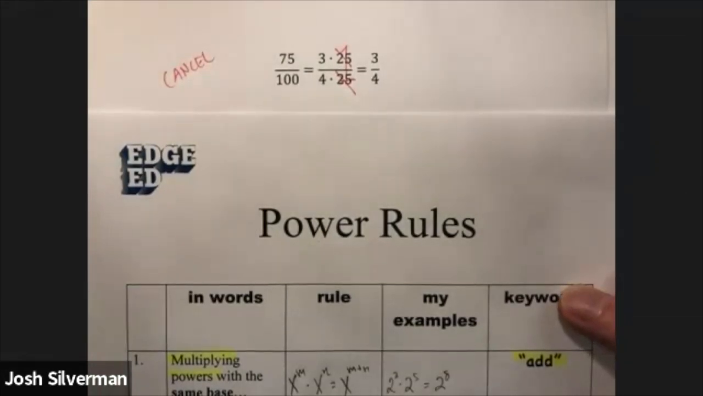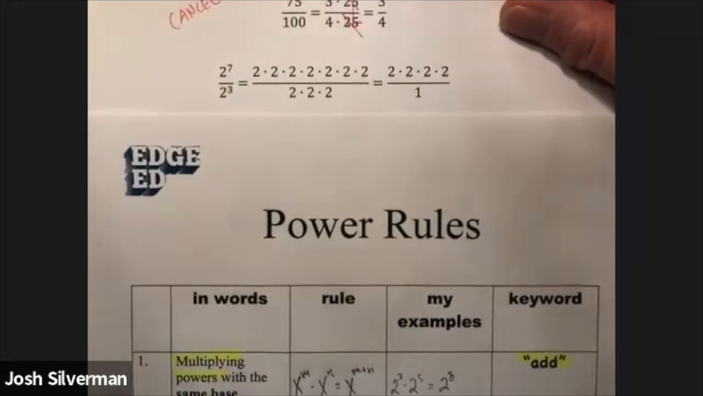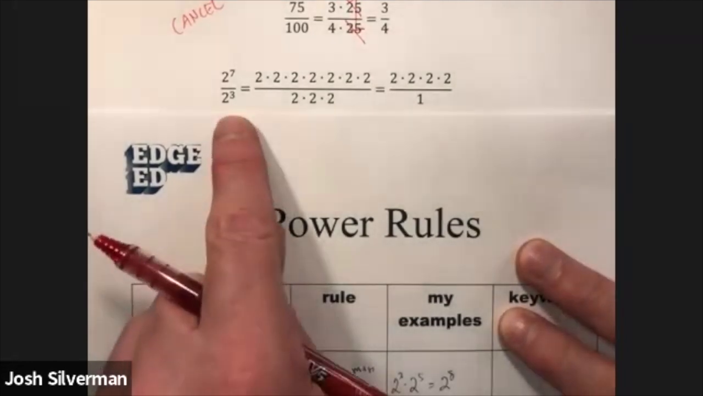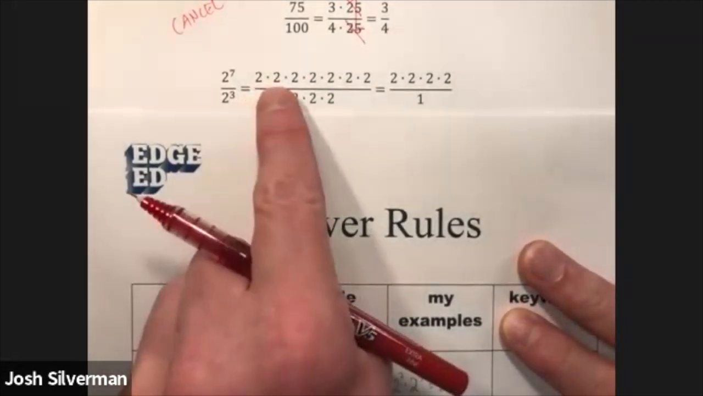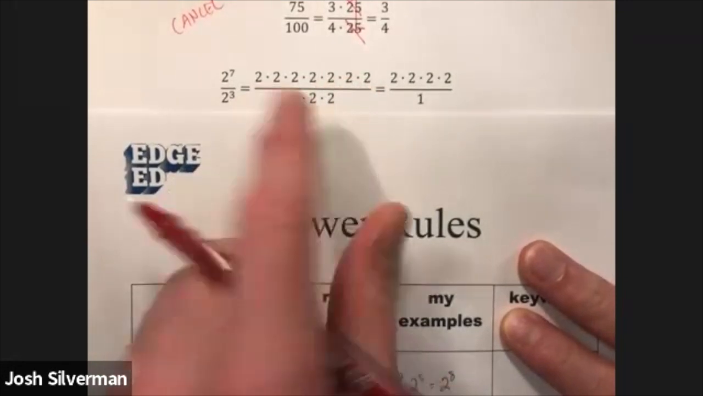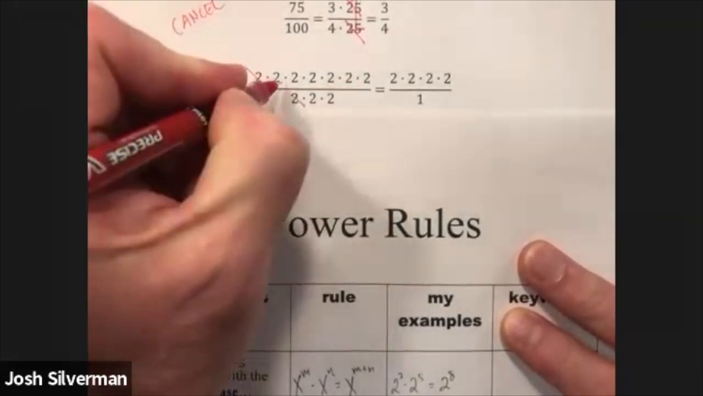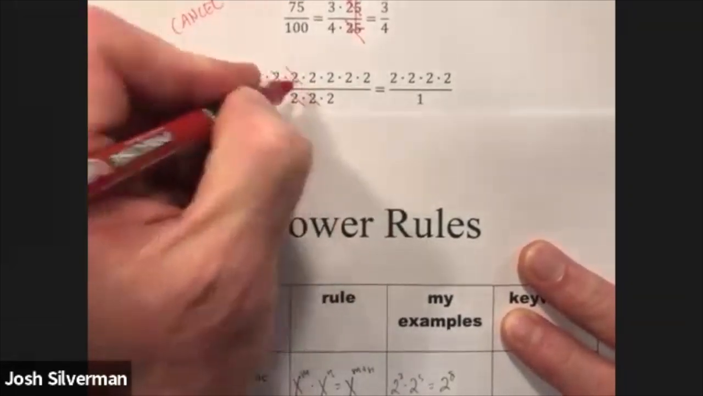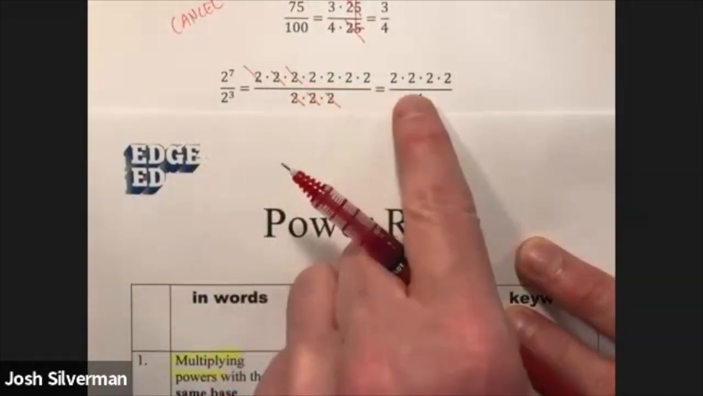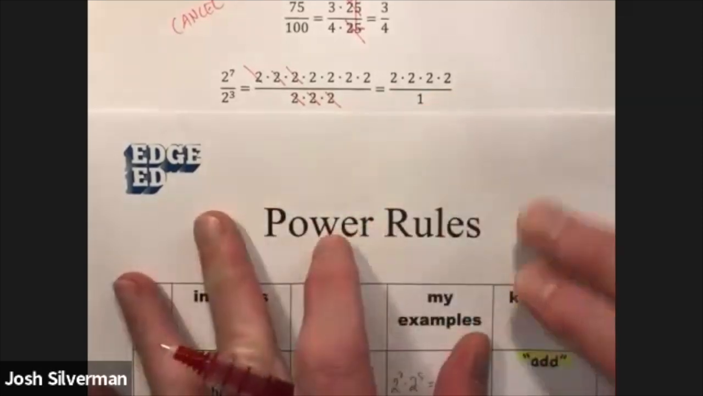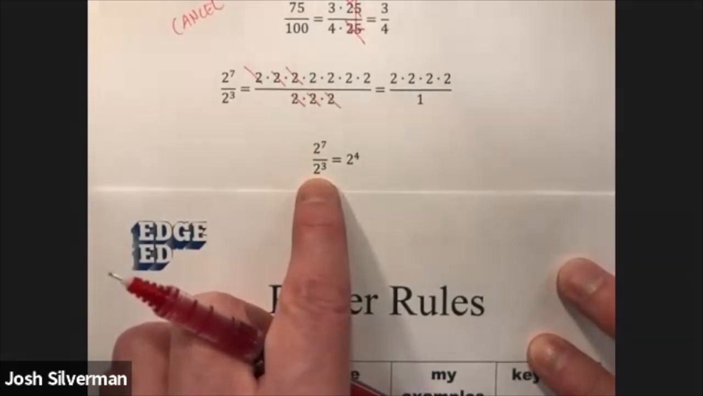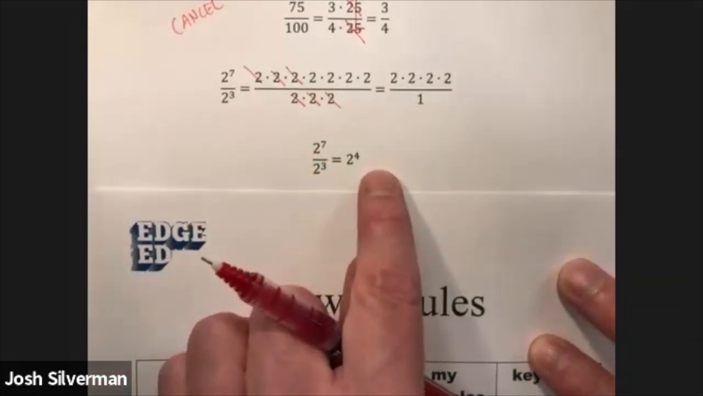So let's apply that idea to the power rules. Dividing powers with the same base. 2 to the 7th divided by 2 to the third. Well, 2 to the 7th is 2 times 2 times 2 times 2 times 2 times 2 times 2. 2 to the third is 2 times 2 times 2. This 2 cancels with that 2. This 2 cancels with that 2. This 2 cancels with that. How many 2's are remaining? 4 of them. 2 to the 7th divided by 2 to the third is 2 to the 4th.